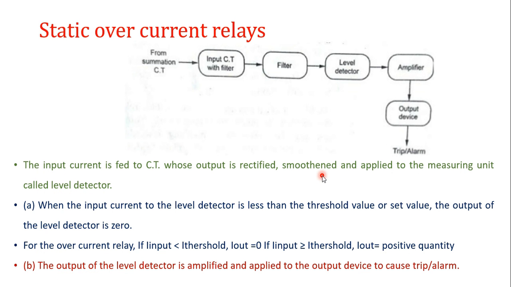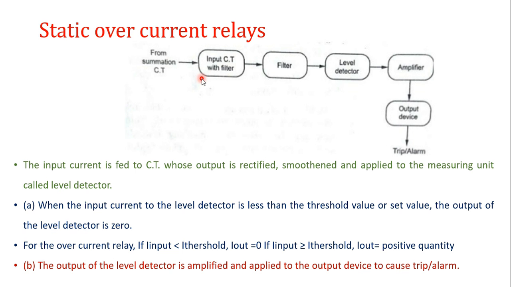Now we can see different static relays depending on the applications. First is the static overcurrent relay. As the name says, it is an overcurrent relay. It detects faults depending on the current magnitude. When the current magnitude is greater than the set value, it will produce an output signal.